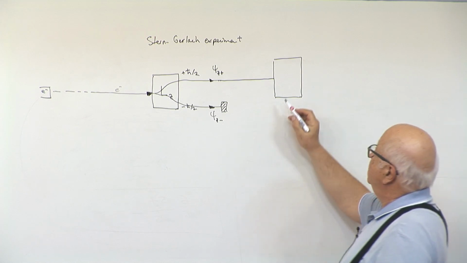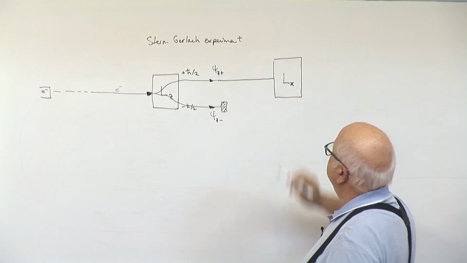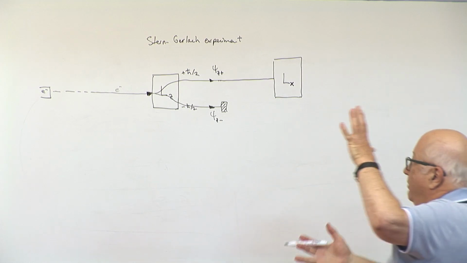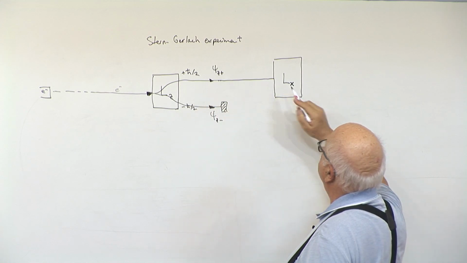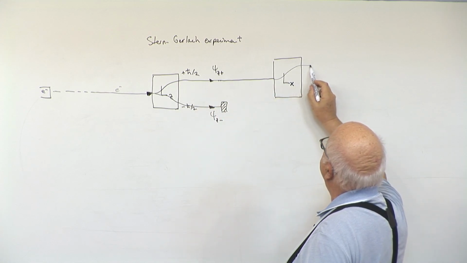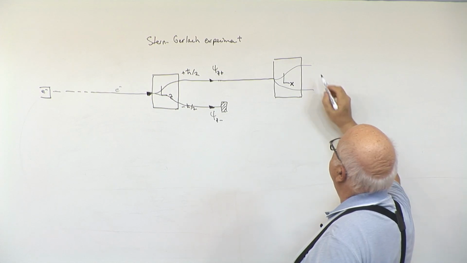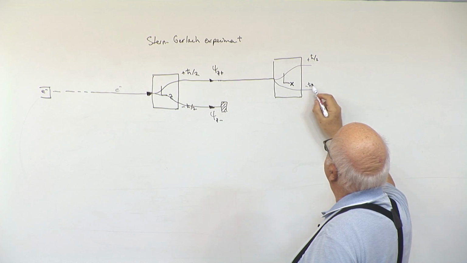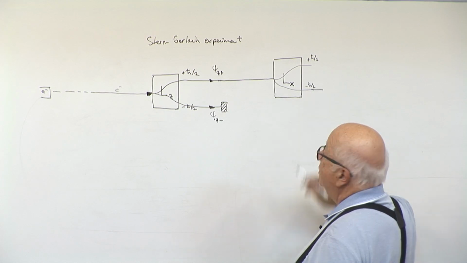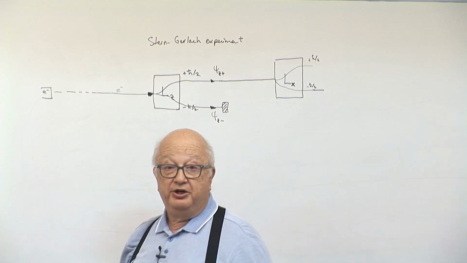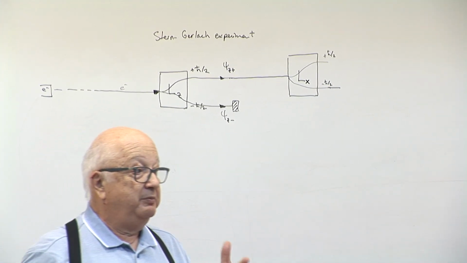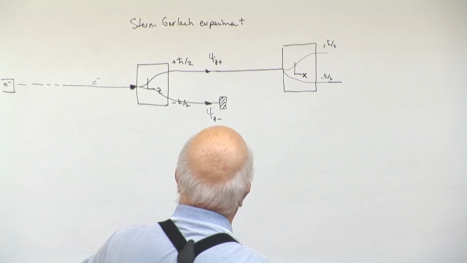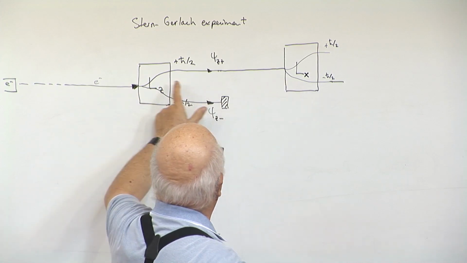But let me measure it in some other direction. Let me measure it in a perpendicular direction, the x direction. So I turn my magnets around, and this thing is coming in, and it separates into two pieces again, and it is either plus h bar over 2 or minus h bar over 2. So again, no matter which direction I choose, I get this possibility of plus or minus h bar over 2, as long as it's perpendicular to the z direction.